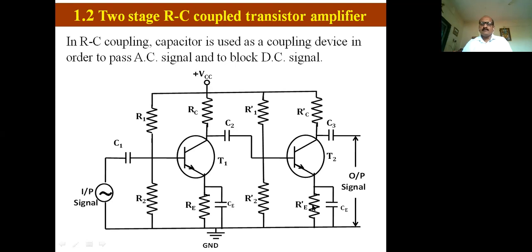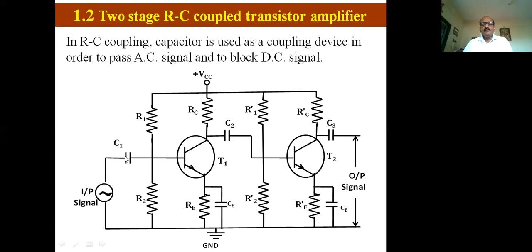Now this is about the bypass capacitor. We can say that C represents the bypass capacitor. Bypass means it passes the AC emitter signal to the ground. The AC emitter signal produced here is passed to the ground. Therefore no AC current develops across RE; only DC current develops.